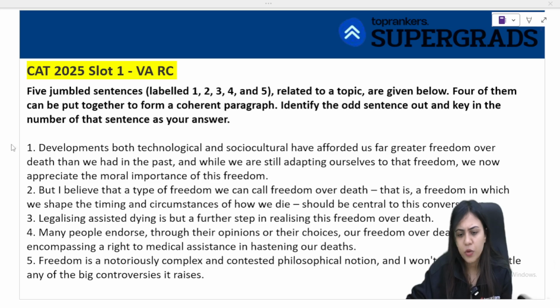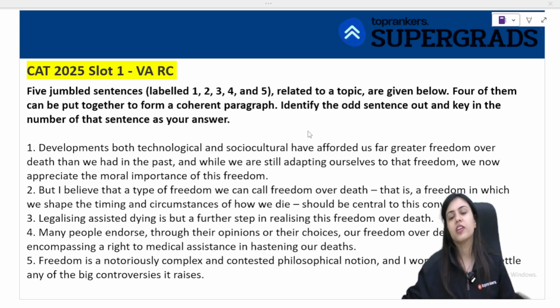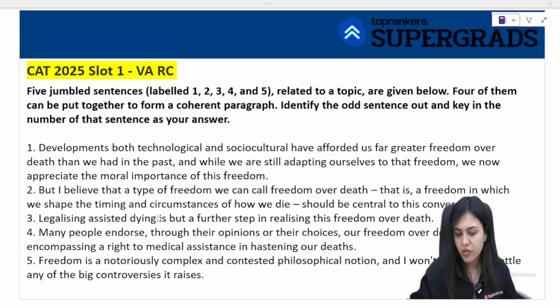So developments, both technological as well as socio-cultural, have afforded us far greater freedom. So this is an extension, and then eventually we get to the third statement, which is a conclusion with implication, the consequence. So legalizing assisted dying is also equivalent to an extension of that particular freedom. So the odd man out in this case is obviously the fourth statement. Can you see it? Many people endorse through their opinions or their choices our freedom over death, encompassing a right to medical assistance and hastening our deaths.